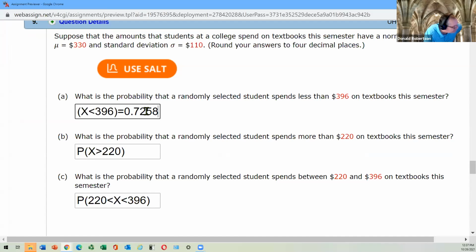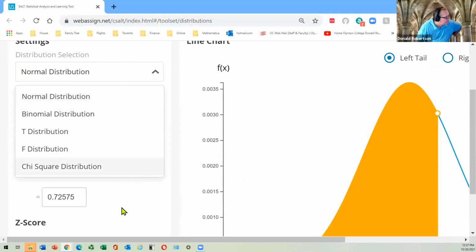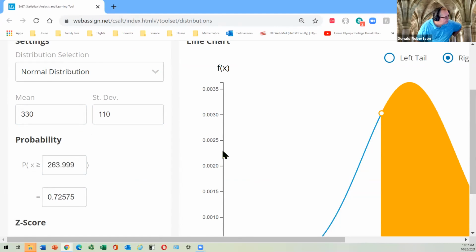So that rounds up to 8. We're comfortable with how we did that? Right? Show the picture again. Normal distribution. Gotcha. Mean of 330. Standard deviation of 110, a left tail because we're looking for a lesser. Now the next one is going to be right tailed, and we're looking for more than 220. And that ends up being this guy.